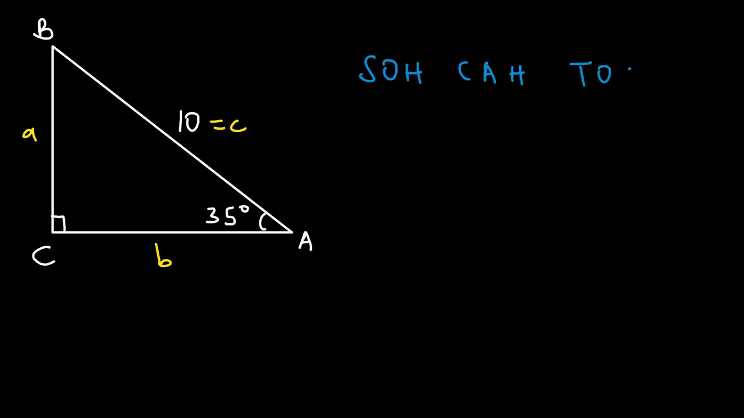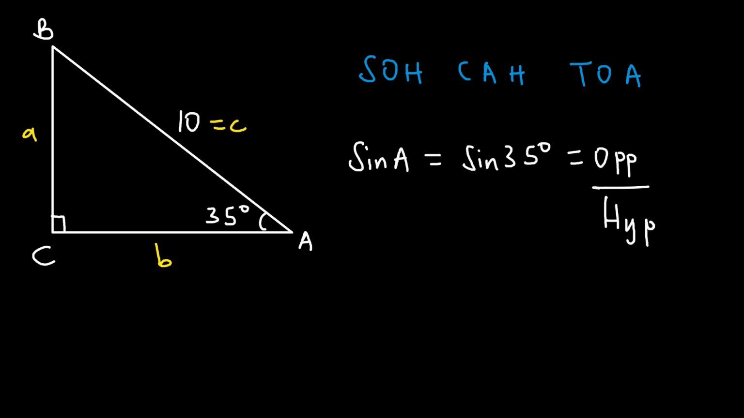SOH CAH TOA. For example, for SOH, S stands for sine, O stands for opposite, and then H stands for hypotenuse. If you want to find sine of A, this is the same as the sine of 35 degrees, because A equals 35. And this will be equal to the opposite divided by the hypotenuse.